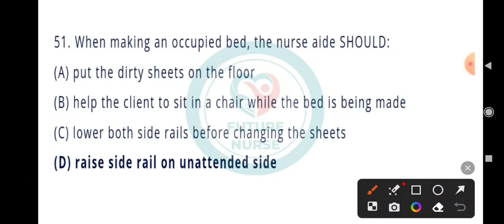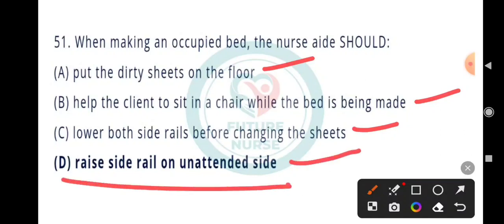First question: when making an occupied bed, the nurse aide should: put the dirty sheets on the floor, help the client to sit in a chair while the bed is being made, lower both side rails before changing the sheets, or raise the side rail on the unattended side. The correct option is option D. You need to raise the side rails.